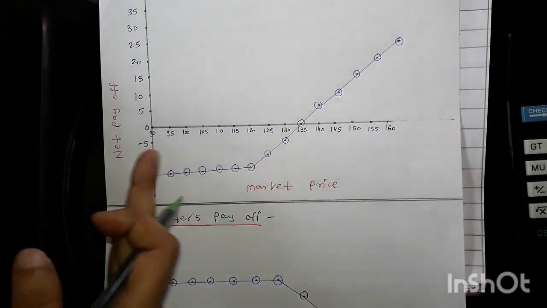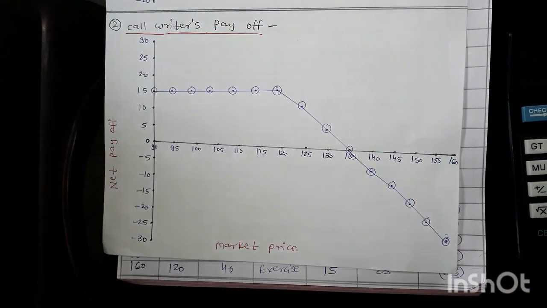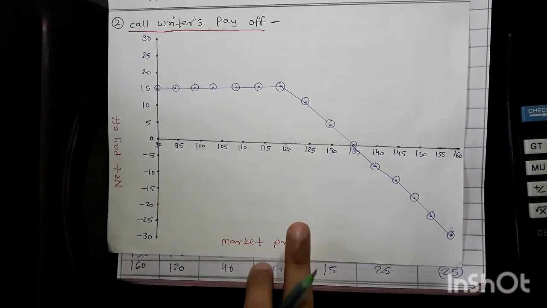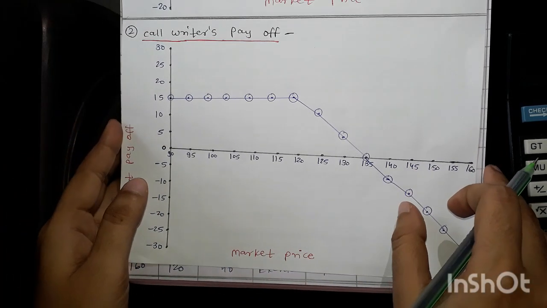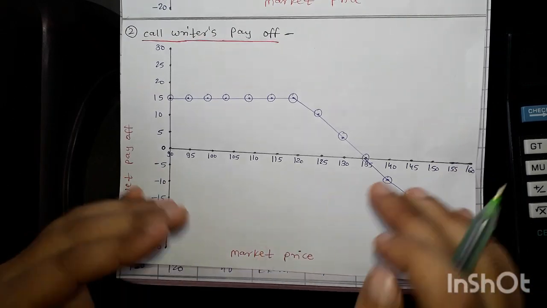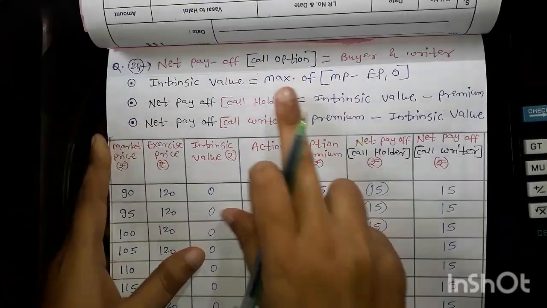Here it is from negative to positive, and here it is positive to negative, okay. My lines are not too proper because of this plain paper. If you use the line paper, then it will be better. It will be a perfect graph. Now we have completed the call option part.